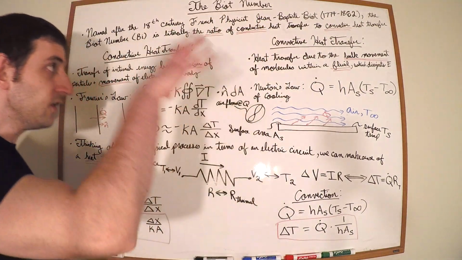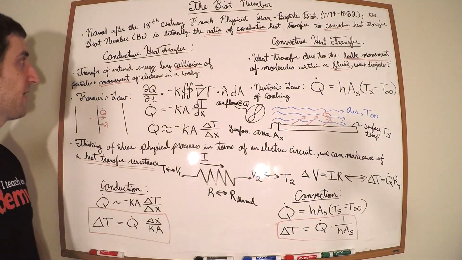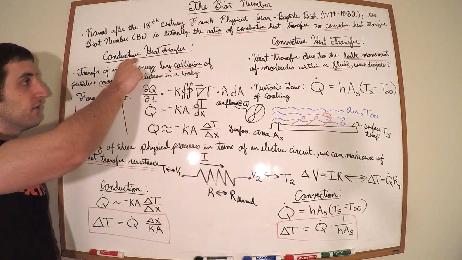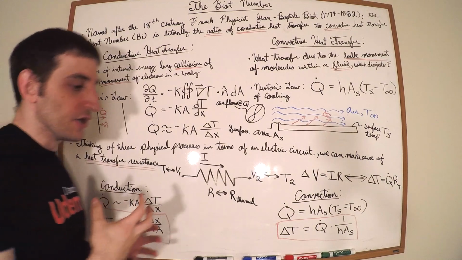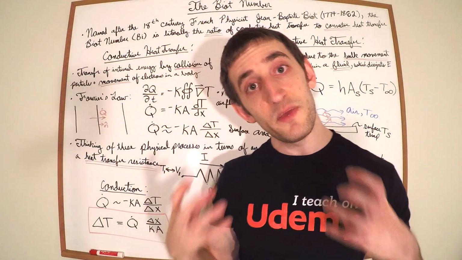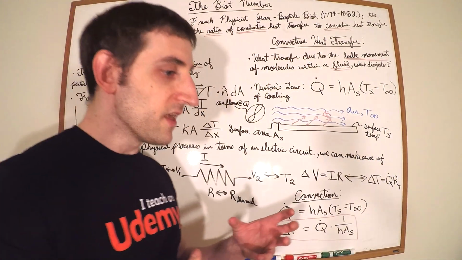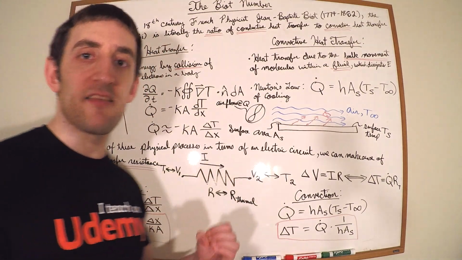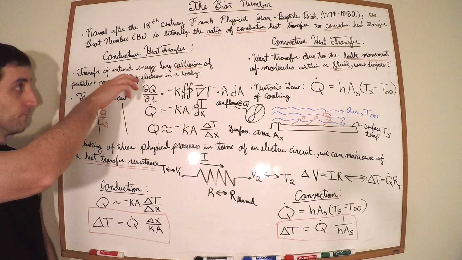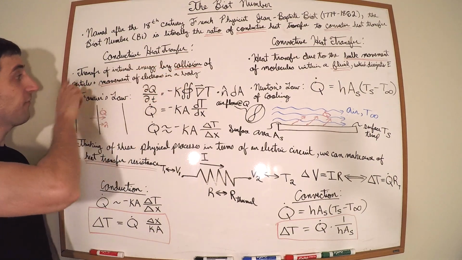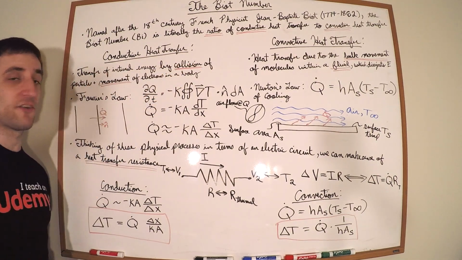So the two different modes of heat transfer we're going to talk about here are conduction and convection. Conductive heat transfer usually takes place in solid materials, and the main mechanism of transferring energy throughout that body is done through the collision of particles and the movement of electrons in a body.